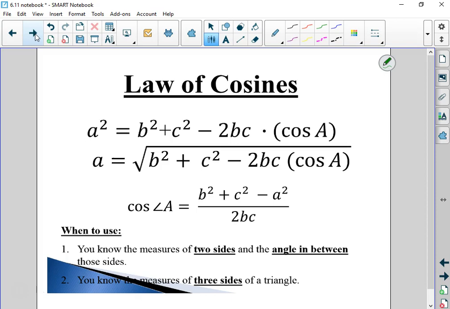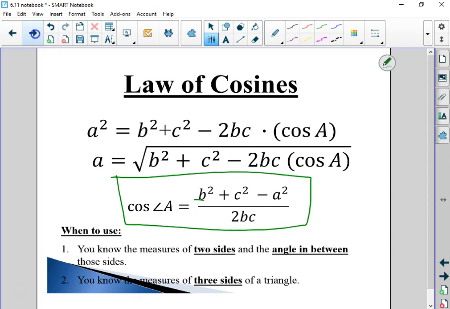Law of cosines. A squared equals B squared plus C squared, a variation of the Pythagorean theorem, you can see that in there, minus 2 times side B times side C times the cosine of A. And then we can take the square root and solve for the cosine. The cosine of A is equal to B squared plus C squared minus A squared divided by 2BC. Okay? So, obviously, not mathematically hard to do, especially when you have a calculator.